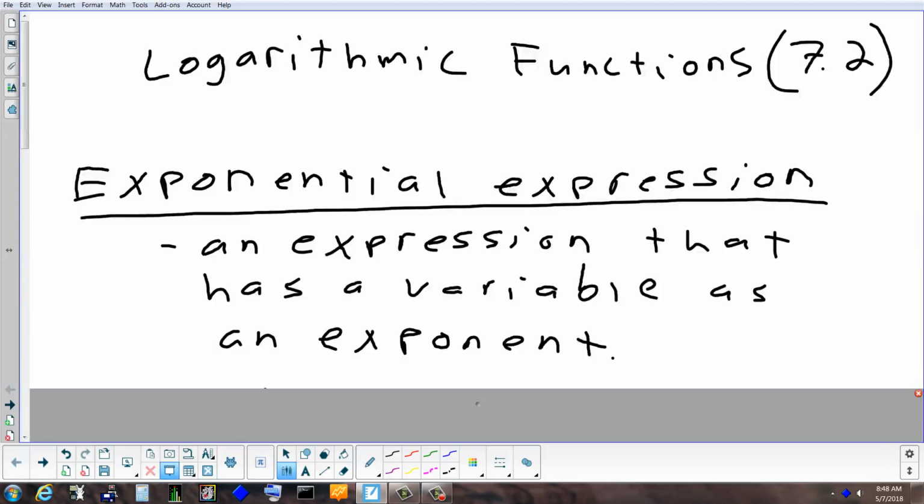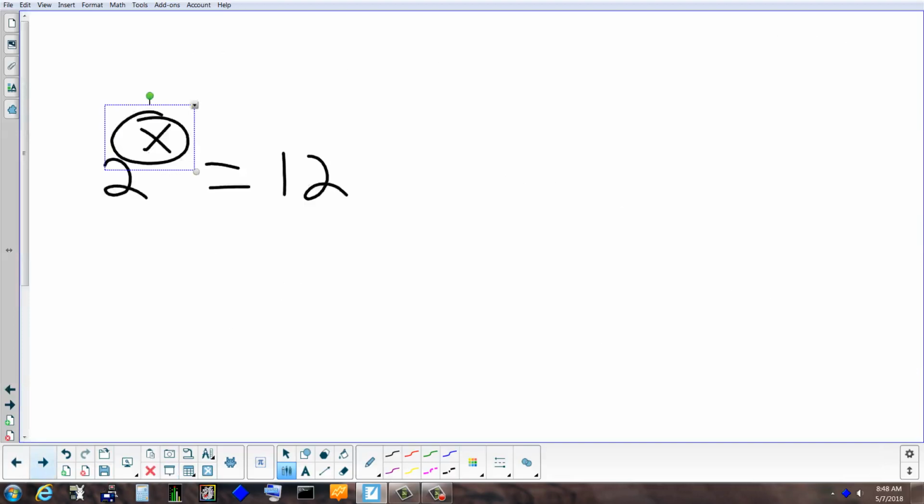It's a little harder than if you had something like this. In Algebra 1, that's a pretty straightforward problem. 2 times x equals 12. Just divide each side by 2. But once you make that x an exponent, then the problem's not quite as easy. So that's not a problem you would see in Algebra 1.